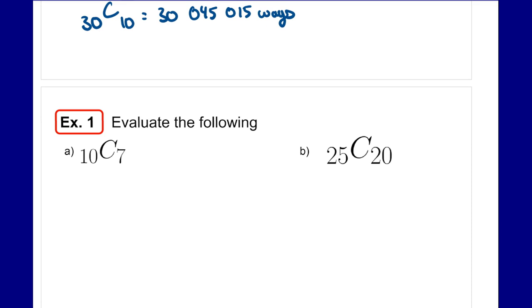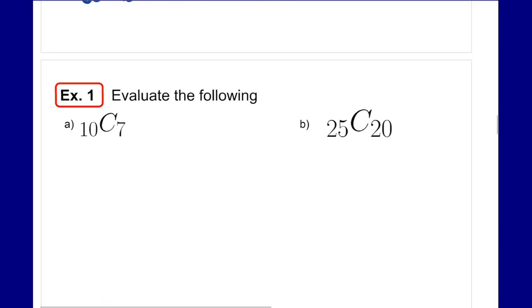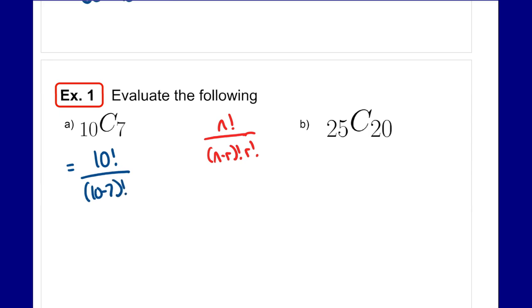So we've kind of looked at a couple of examples. Let's just look at the notation. In this case, let's just remember the factorial notation is n factorial over n minus r factorial times r factorial. So 10 choose 7 is 10 factorial over 10 minus 7 factorial times 7 factorial, or 10 factorial over 3 factorial times 7 factorial, which is 120.